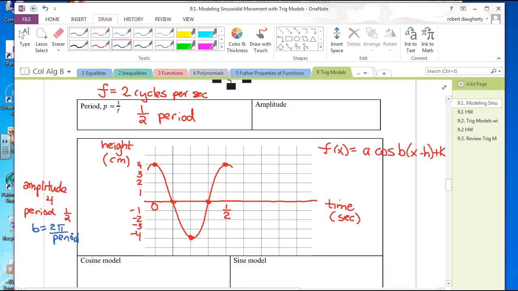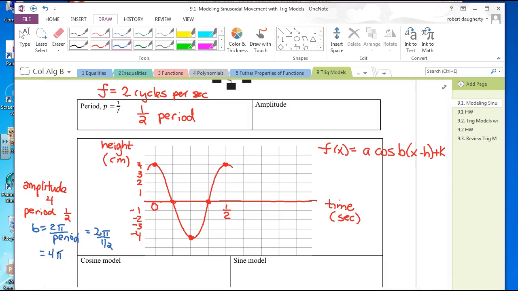So in this case, B is going to be 2 pi divided by 1/2. What is 2 pi divided by 1/2? 4 pi. Okay. There's no phase shift left or right. There's no vertical shift. Okay.